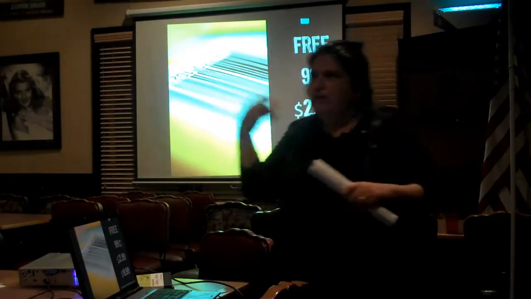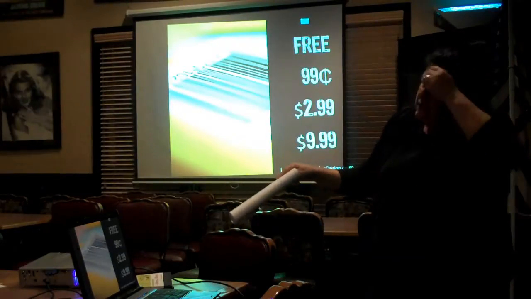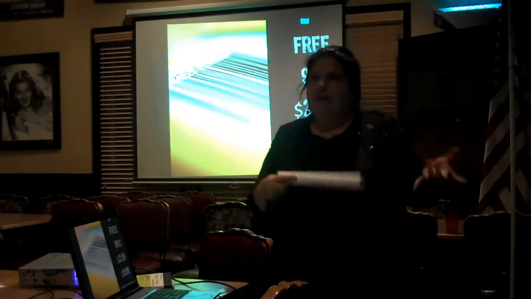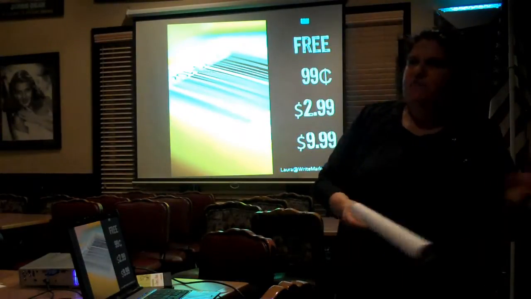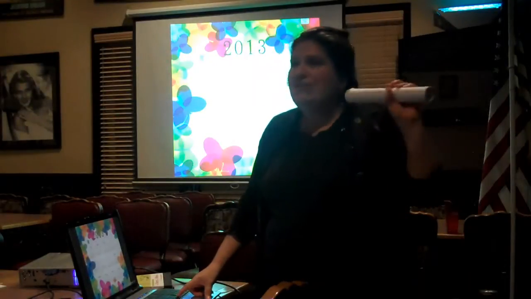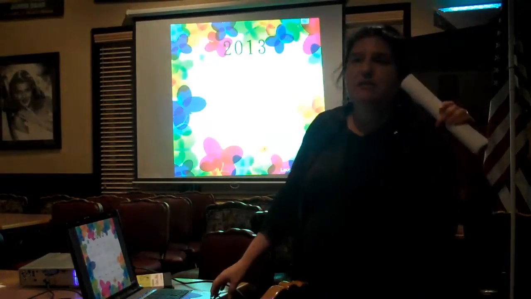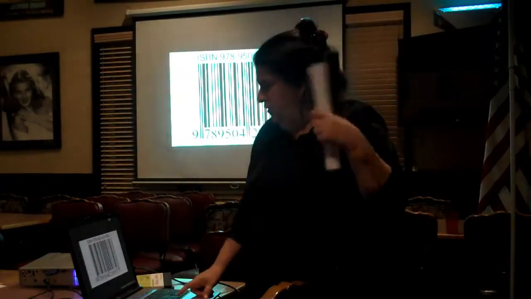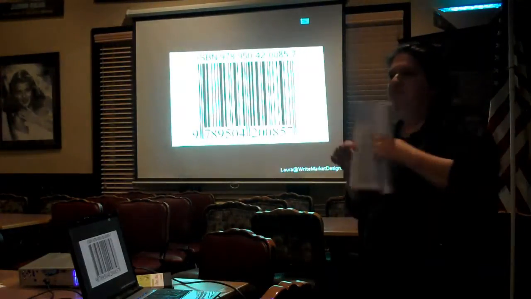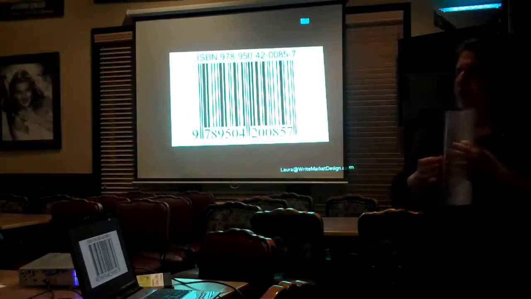I'm running low on time. Pricing: the best price for any ebook right now is between 99 cents and $9.99. That's where the majority of books are selling. Make sure you put a publication date on your book. You will need an ISBN for your book. You have the information on where to get that on your handouts.